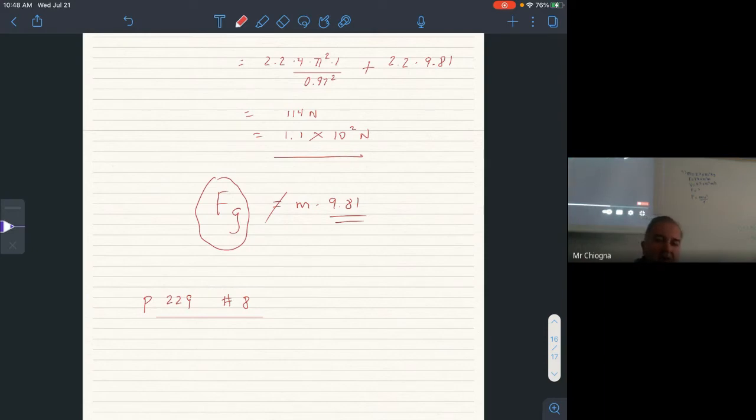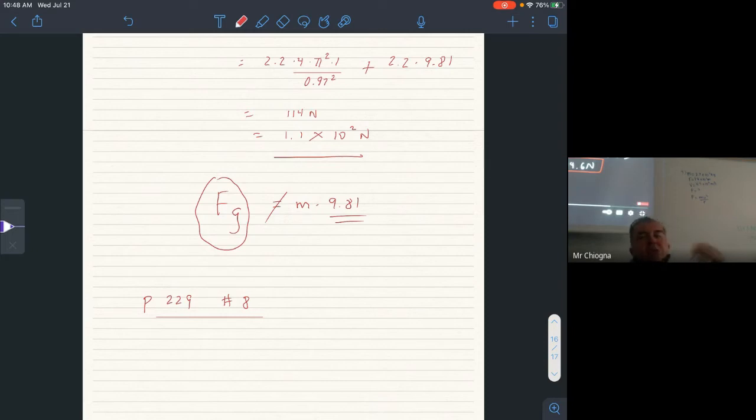So the gravitational force is 244.6 newtons. That's how you can get the answer using that equation. It turns out it's not necessary to use this equation on the surface.